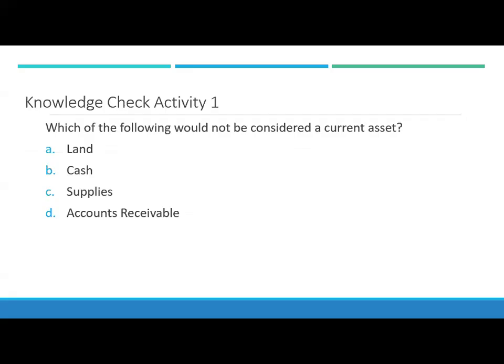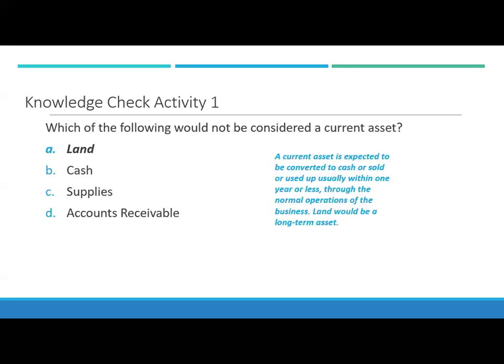So which of the following would not be considered a current asset? Yep, land, exactly. Land is a long-term asset, part of property, plant, and equipment, and it's not depreciated either. And current assets are used up in a year or less.